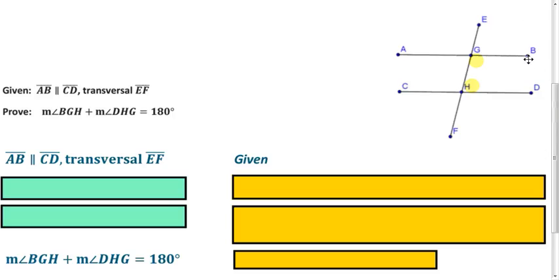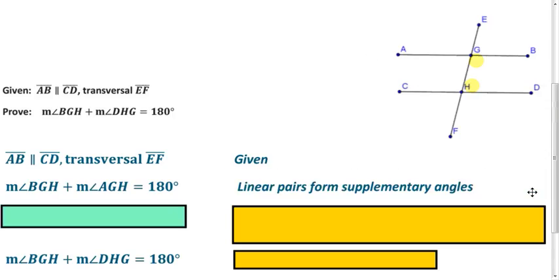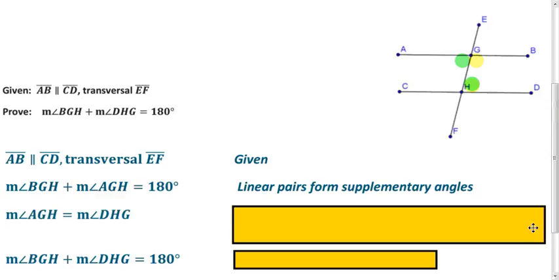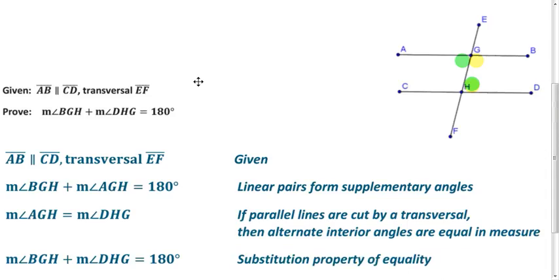Well, there's more than one possibility. We went with the measure of angle BGH plus the measure of angle AGH, they sum to 180 degrees. Why is that? They're a linear pair, right? They form a line. We want to get rid of that AGH somehow. We want to replace it with DHG. Here is AGH and here's DHG. How are those two angles related? We know their measures are equal because we have alternate interior angles. And so now we just substitute, and we have what we want to prove.